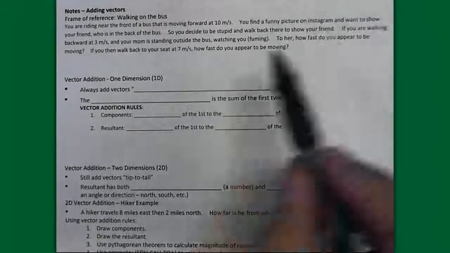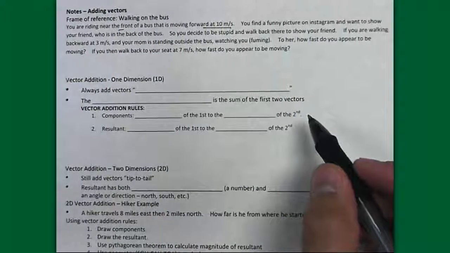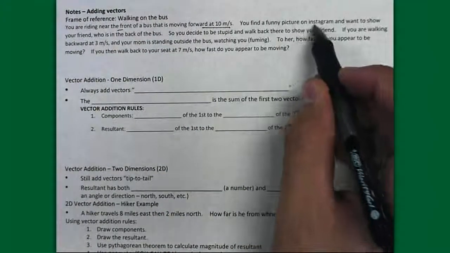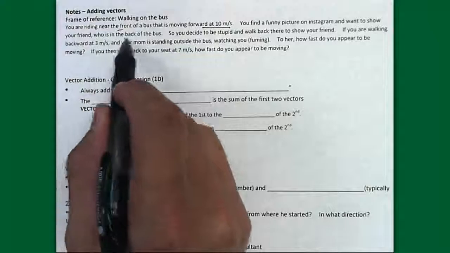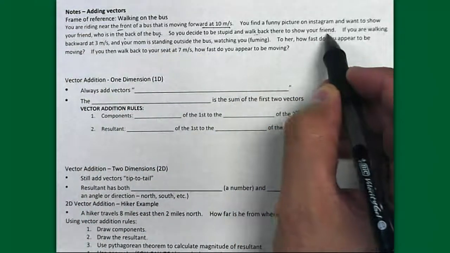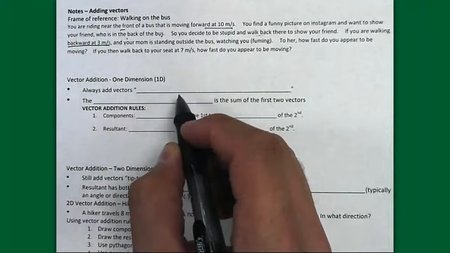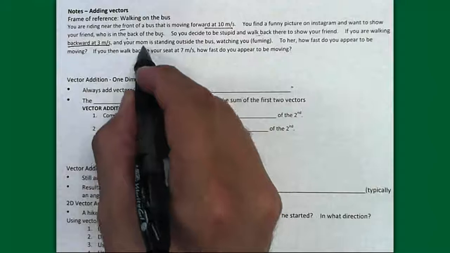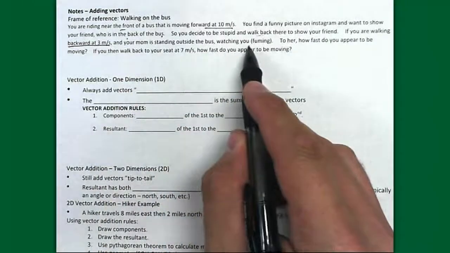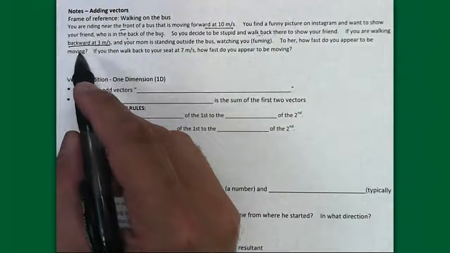If you read this problem, it says that you're riding near the front of a bus that's moving forward at 10 meters per second. And you find something on Instagram, you want to show your friend who's in the back of the bus. So you decide to walk back to the back of the bus to show your friend. If you're walking backward toward the back of the bus at 3 meters per second, and let's say your mom is standing outside the bus and she's watching you, to her, how fast do you appear to be moving?